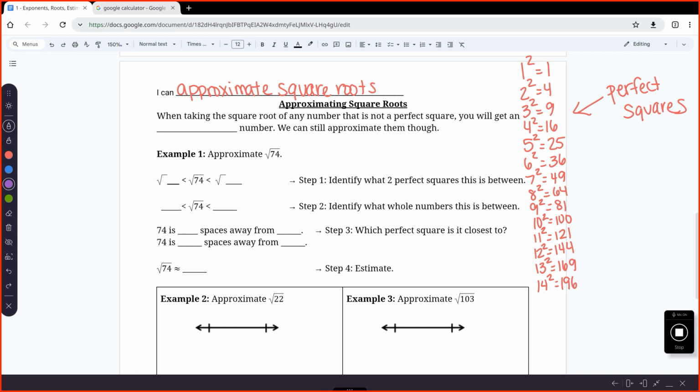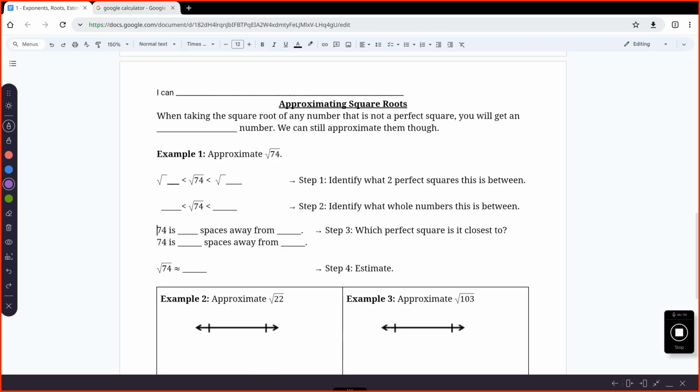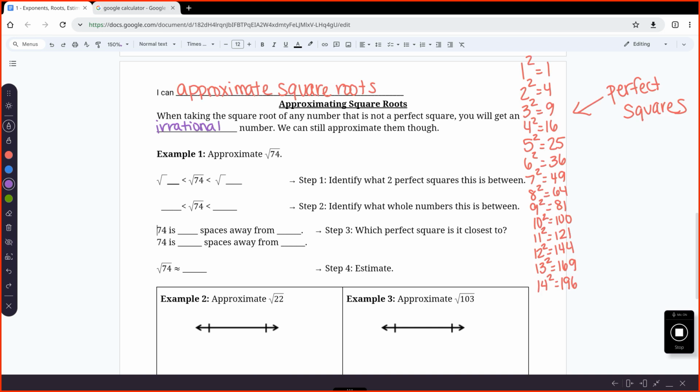All right, so when taking the square root of any number that's not a perfect square, you will get an irrational number. So for instance, the square root of 5. 5 is not on this list, right? 5 is not in this list of numbers here. So if I take the square root of 5, which is not a perfect square, all right, here's my calculator. If I do the square root of 5, you will see I get an irrational number, or a number that can't be turned into a fraction, right?